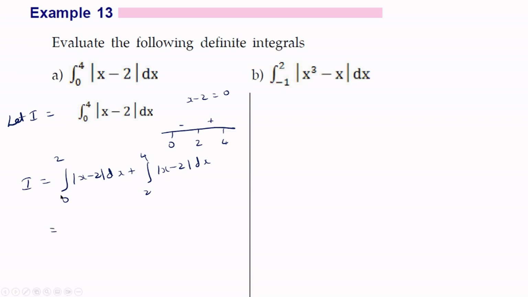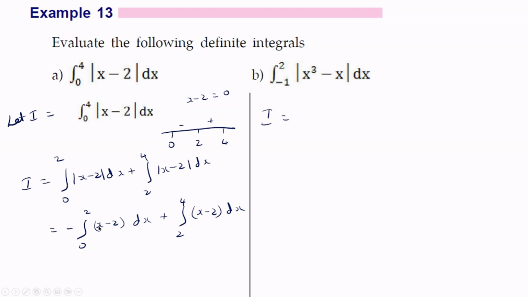So in the interval 0 to 2, this is negative. So this is minus integral 0 to 2 (x minus 2) dx, and in the interval 2 to 4 it is positive, so plus integral 2 to 4 (x minus 2) dx. Now we can integrate this.